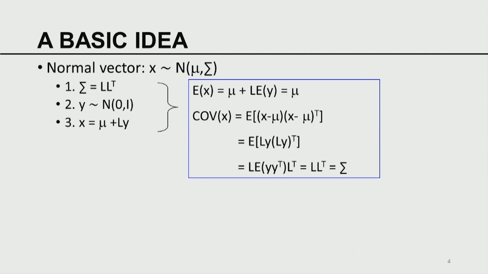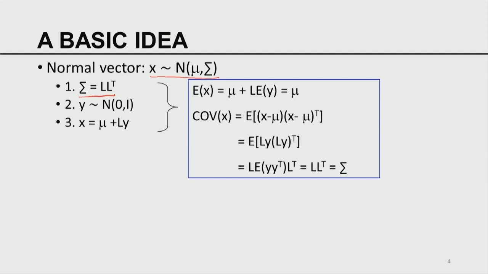Another tool that we need is the following. Suppose x is a normal random variable with mu as the mean and sigma as the covariance. I can do a transformation. What is the transformation? First, compute the Cholesky factors of sigma, which is L L transpose. Please remember, we have already talked about Cholesky decomposition. The Cholesky factors are also called square roots. So let sigma be equal to L L transpose, where L is called the square root of sigma. L is also a lower triangular matrix.